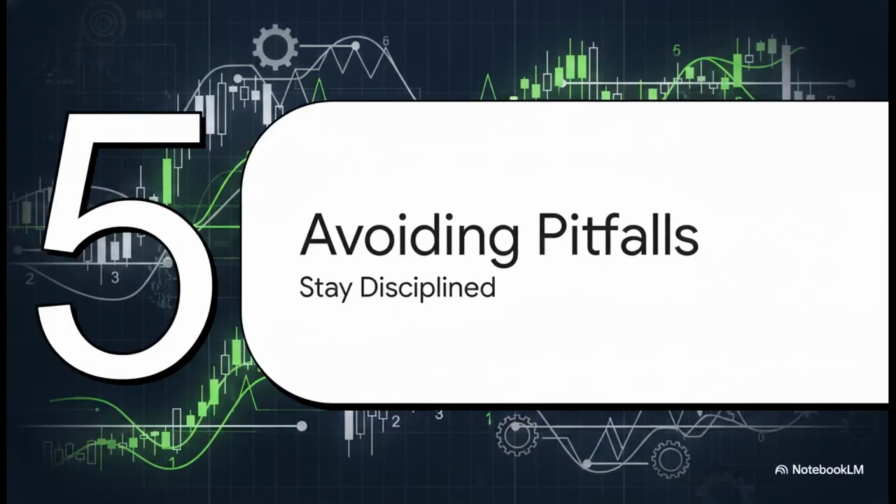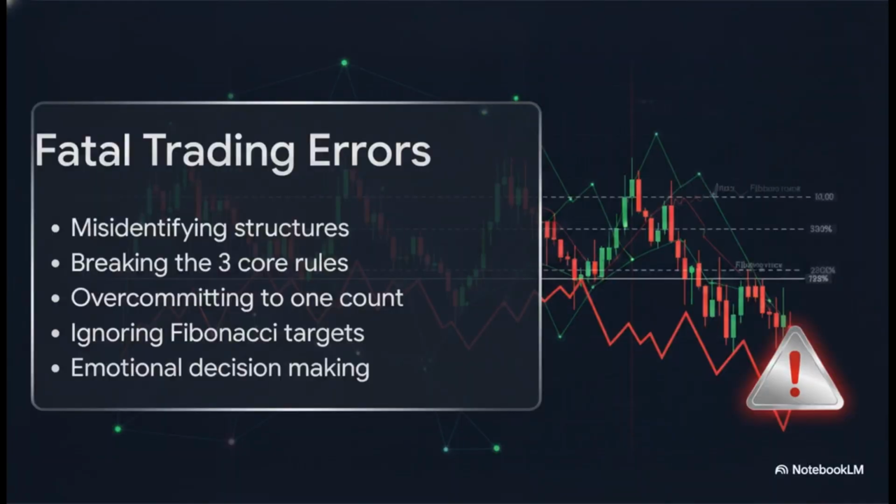Last but not least, Section 5. Avoiding common pitfalls. The materials outline several massive, fatal errors that constantly trap traders. First up, misidentifying corrective versus motive structures, basically thinking a simple pullback is actually a whole new trend. Then, obviously, breaking the 3 core rules we just went over, that is a literal account killer. Overcommitting to one specific wave count is also huge. It makes you too rigid. You got to be able to adapt if the market breaks your pattern. And if you're ignoring those Fibonacci ratios, you're essentially flying blind without a target. But above all, emotional, hasty decision-making is, for sure, the absolute fastest way to nuke your capital.